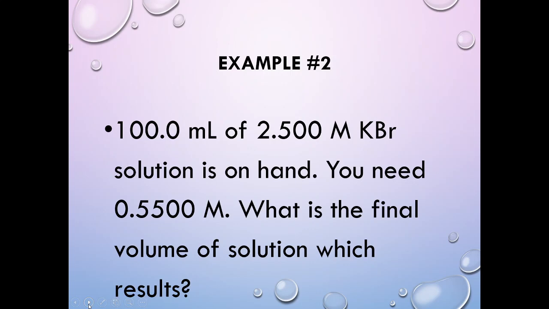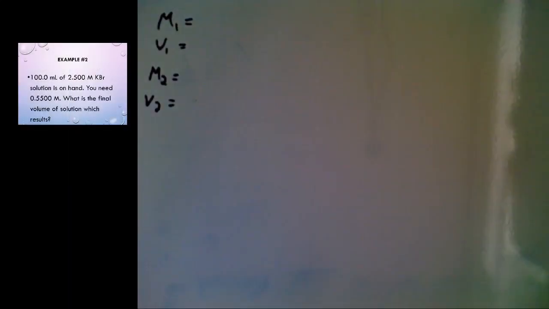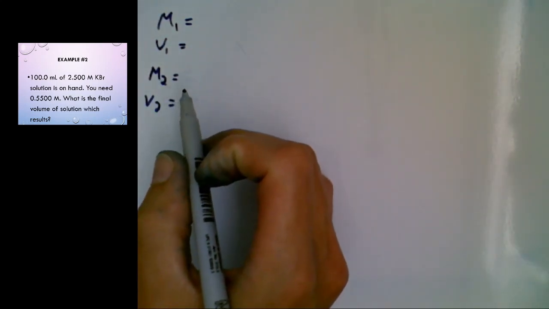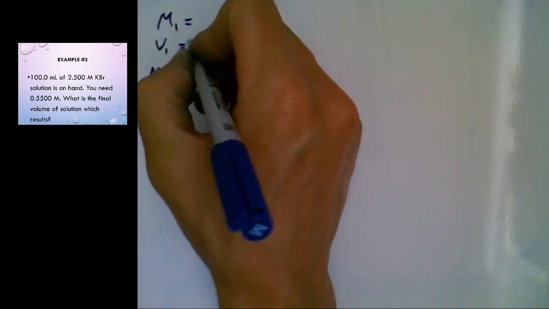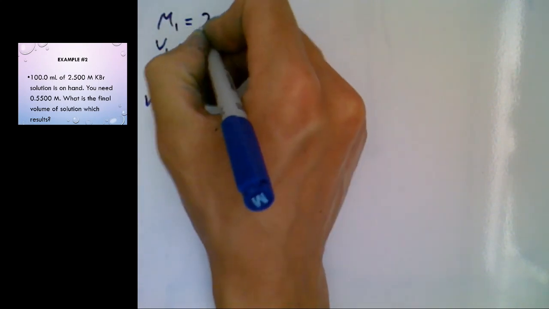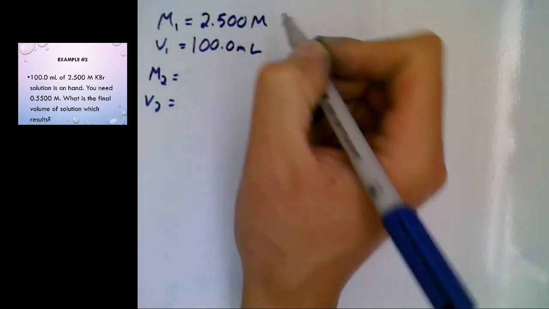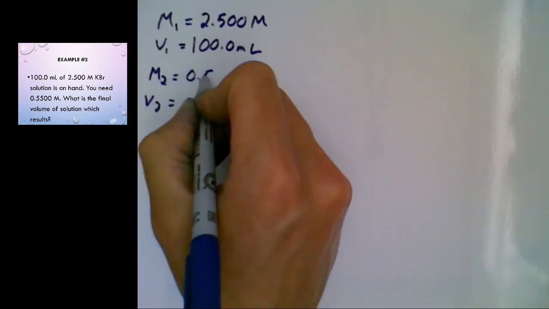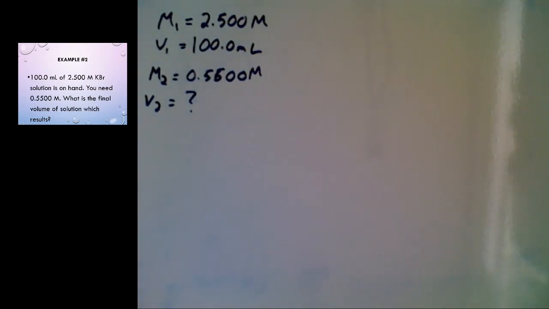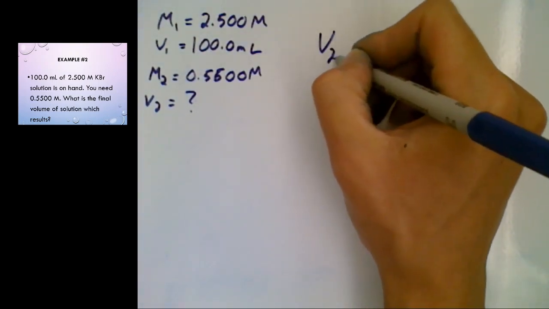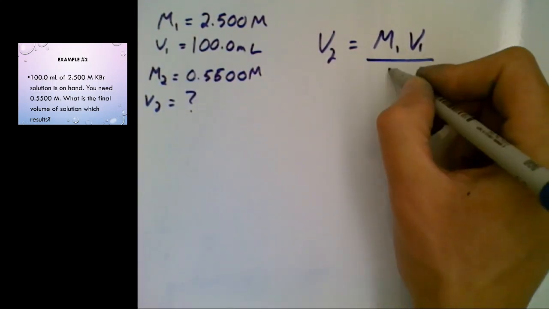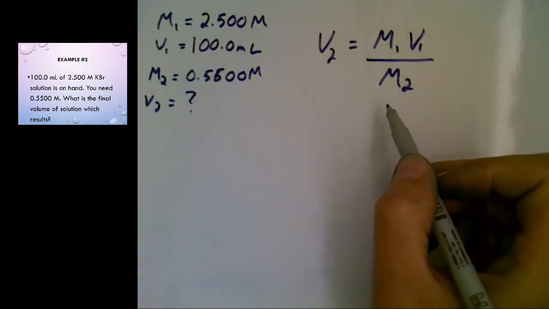Okay, so in order to solve this, let's do this the exact same way. Let's sort our information. So 100.0 milliliters of 2.500 molarity KBr solution is on hand. Well, that's going to be M1. 100.0 milliliters of 2.500 molarity solution. And we want to make it 0.5500 molarity. What is the final volume that results? Well, we're solving for the same thing. We're solving for V2. And I know I rearranged last time. I'm not going to rearrange this time because we did the exact same thing.